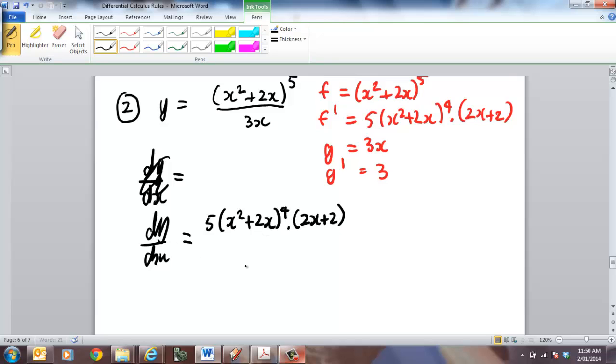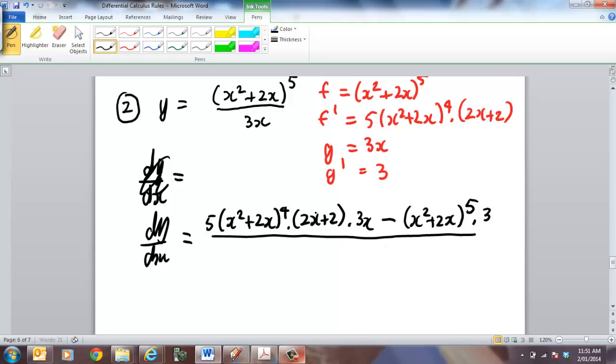Now that's simply f dashed times by g. Now g is 3x. Take away f, which is equal to x squared plus 2x to the power of 5 times by g dashed 3, and that's all over g squared. So when we square that, it's going to be 3x squared, so that becomes equal to 9x squared. Done, finished.